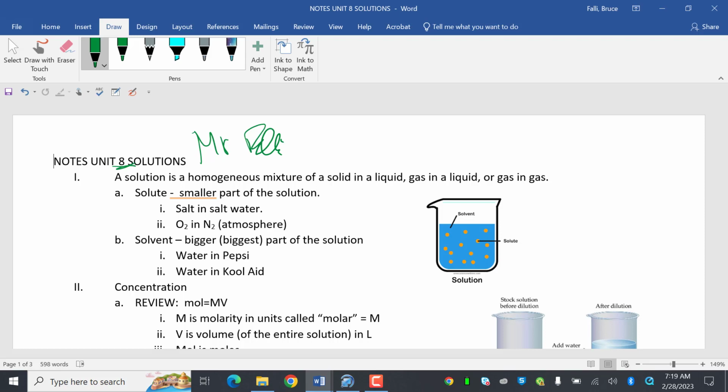A solution is a homogeneous mixture of a solid and a liquid, a gas and a liquid, or a gas and a gas. I can use my commas: solid and a liquid, comma, gas and a liquid, comma, or gas and a gas. So that's it. Remember, homogeneous means that the samples are the same.